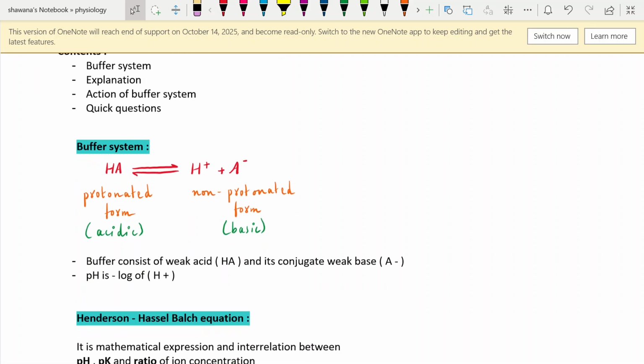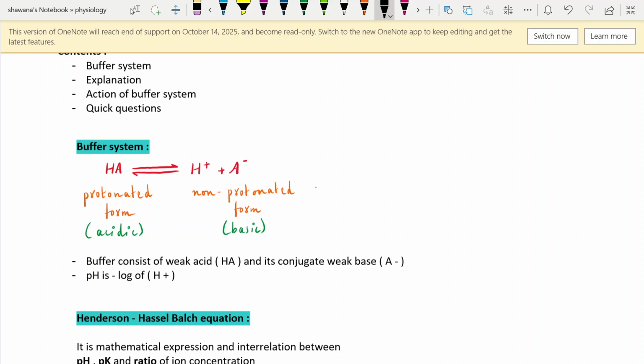First of all, the buffer system, as we have discussed a little bit in the previous lectures, is there to resist a pH change. The buffer system is present in our blood to resist the pH change. It maintains the pH within the physiological limits. So let's discuss it.